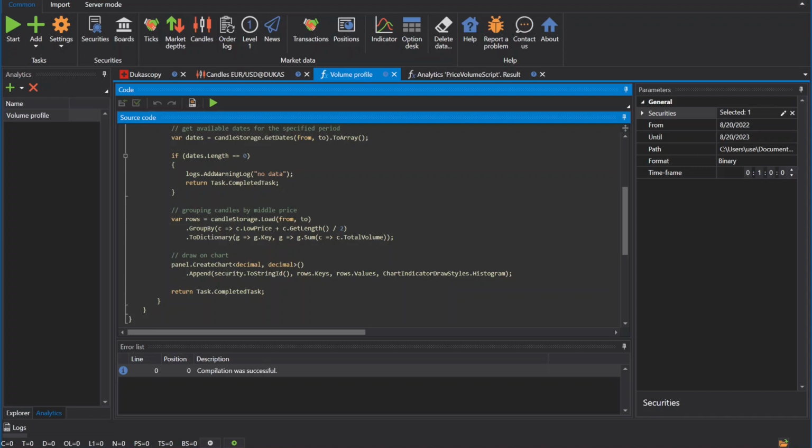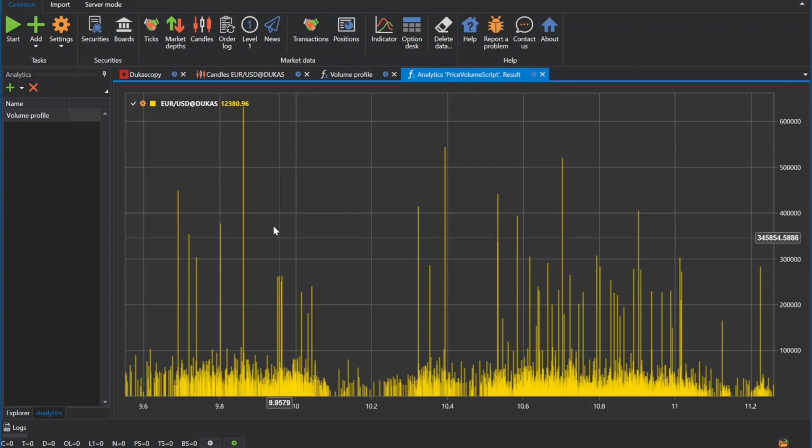This script groups our candles by the middle price and accumulates the total volume. It essentially creates a fragment based on the specified price and displays the result as the highest histogram on our chart. Okay, when we look at our chart, we can see that the highest volume occurred at that price, followed by the next highest and so on.